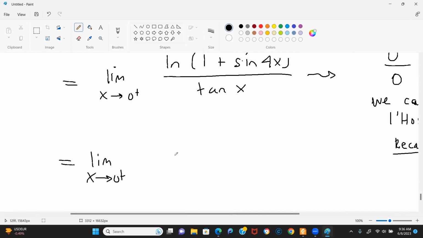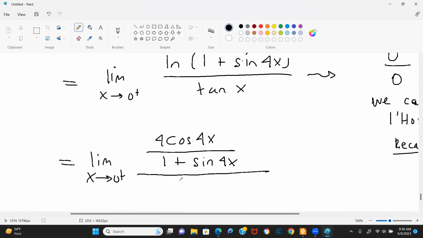So in this case, we're going to have 4 cosine of 4x over 1 plus sine 4x, all divided by, now the derivative of tangent is going to be secant squared of x. And now at this point, why can you take the limit?